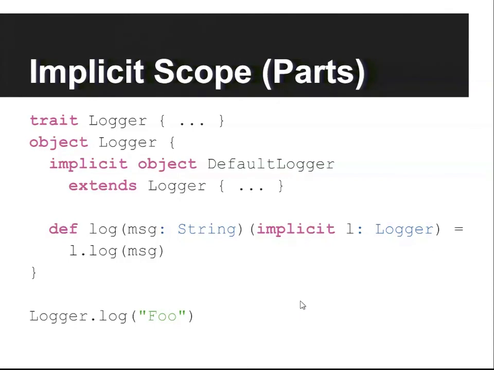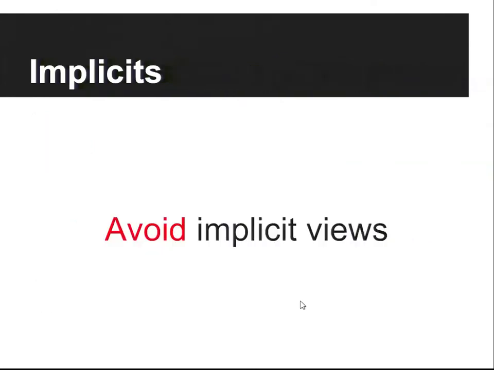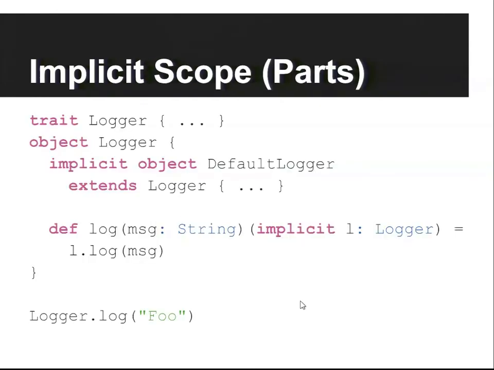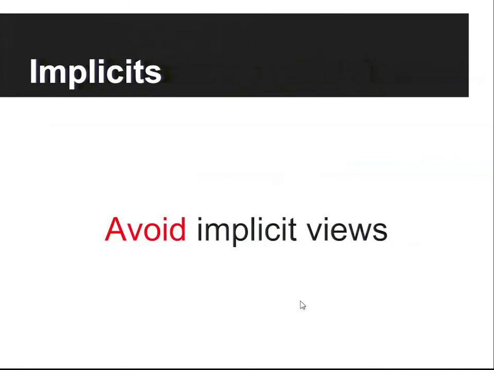So now I have my log message method, and in my code I type logger.log, pass it a message, and it will implicitly look up the correct one for that context. I can override it where I need to. So this is a nice, safer way to start making use of implicits.